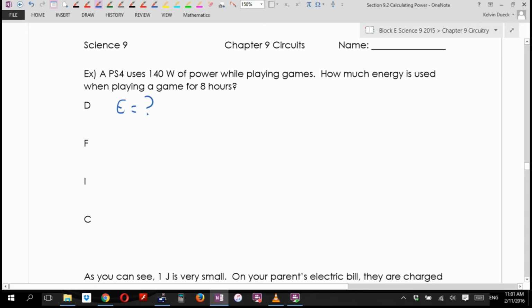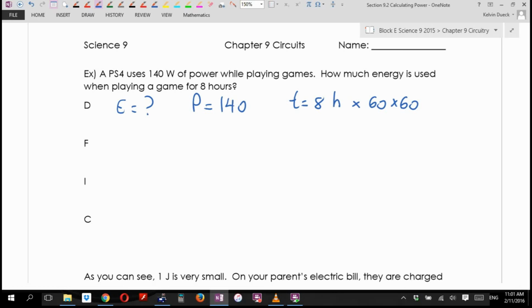What else do I know? Power is what? And what else do I know? Problem. What's wrong with the time here? Hours. So I'm going to have to go times 60 times 60, or times 3,600, or times 60 squared, whichever lazy method you want to use. But you got to go to minutes and then to seconds. Danielle, please tell me that there's an equation that has an E, a P, and a T in it. What's the equation?